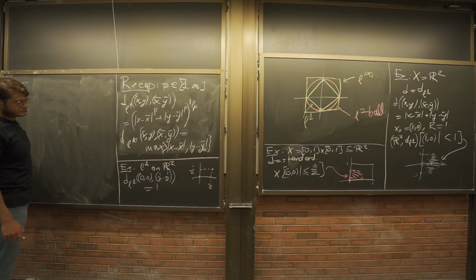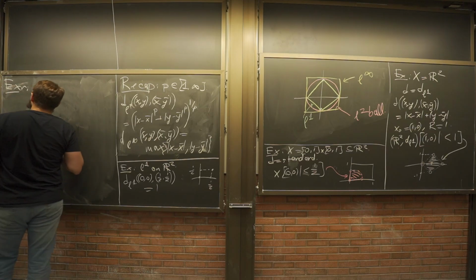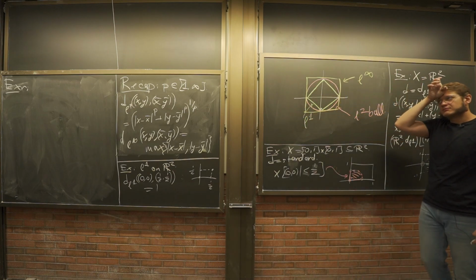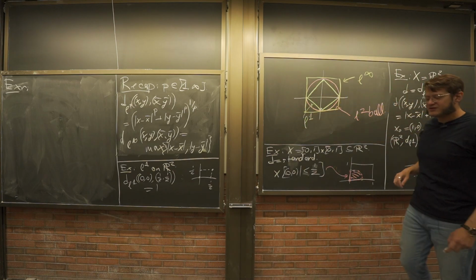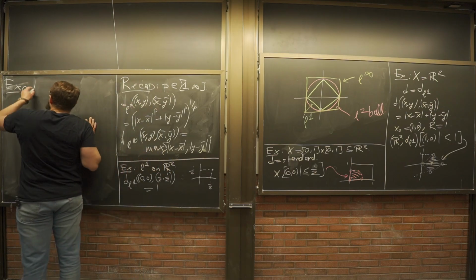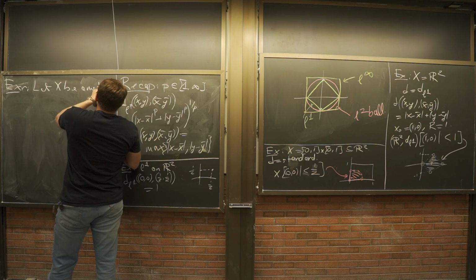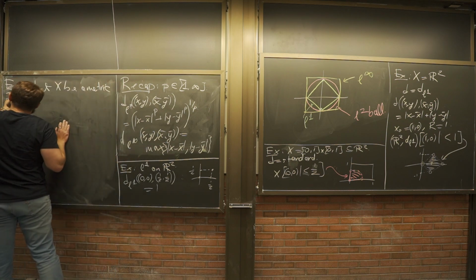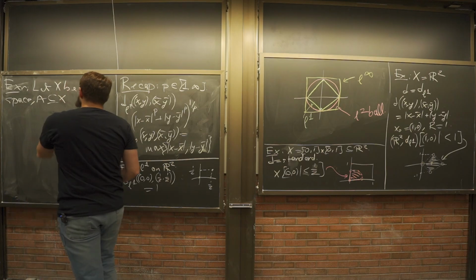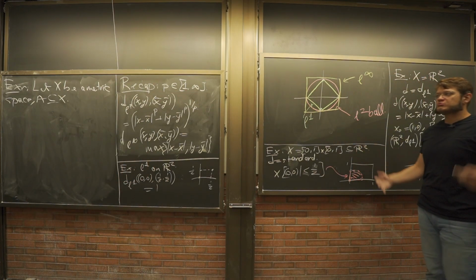Okay, so here's an exercise. We defined what it means for a subset of a metric space to be bounded last time. We said that a subset is bounded if its diameter is finite. In fact, you can also say this. Let X be a metric space and A be a subset. Then A is bounded if and only if it is included in some closed ball.